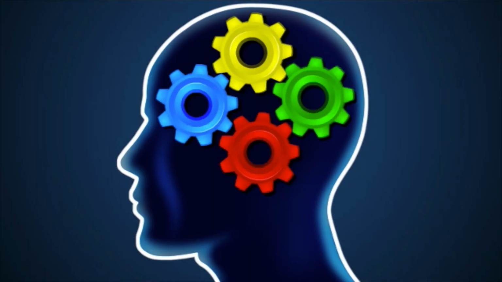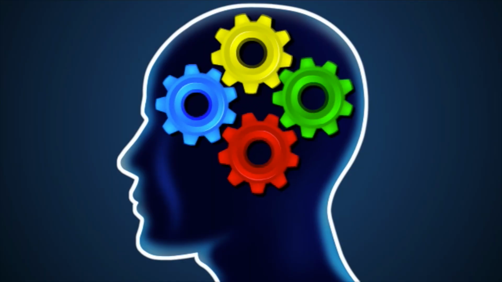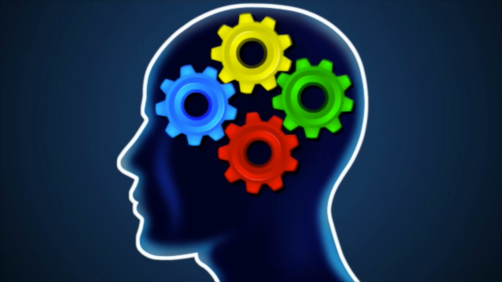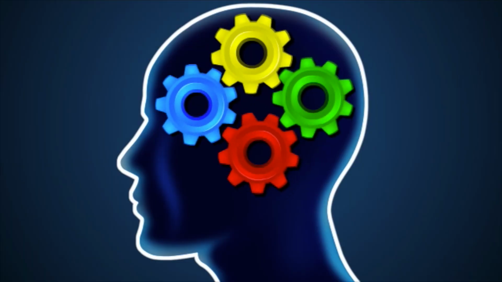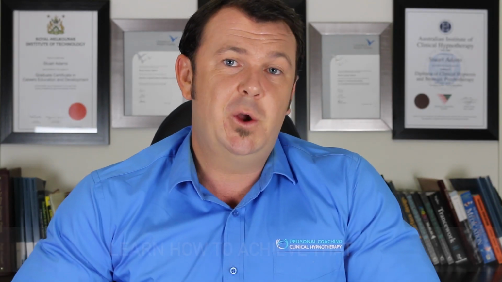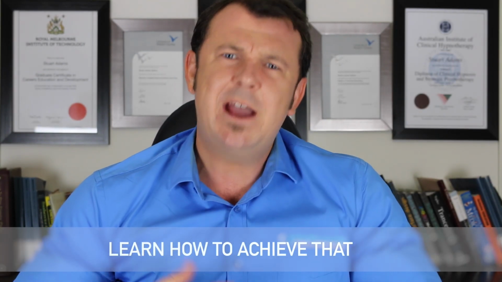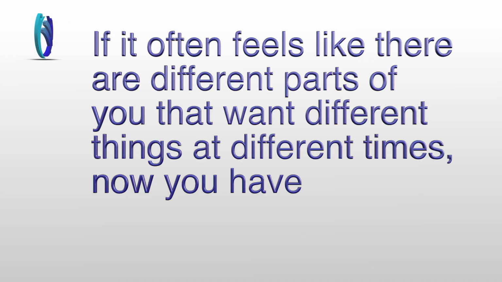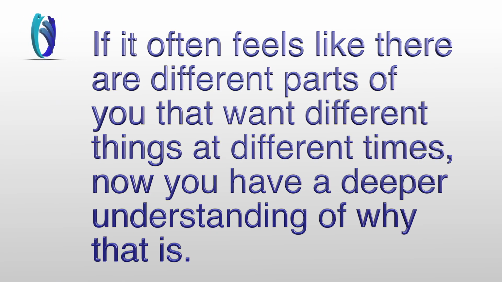The aim, therefore, is to get all the different parts of us pulling in the one direction. When all the different parts of our brain, all the different parts of our personality are working together, that's when we become pretty much unstoppable. Nothing is going to get in our way. The trick, though, is in learning how to actually achieve that. If it often feels like there are different parts of you that want different things at different times, well, now you have a deeper understanding of why that is.